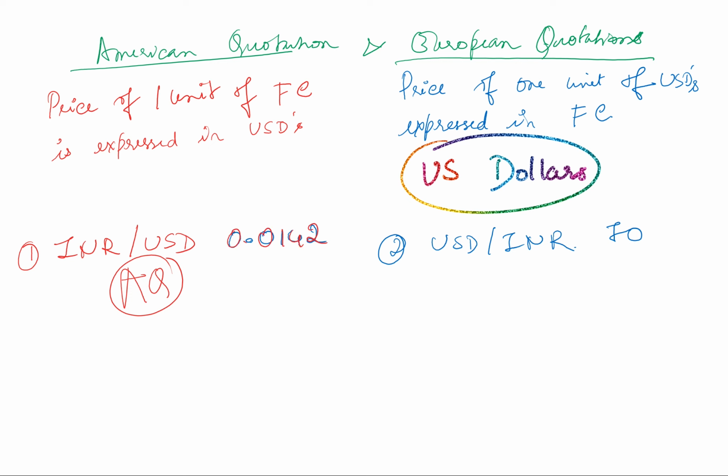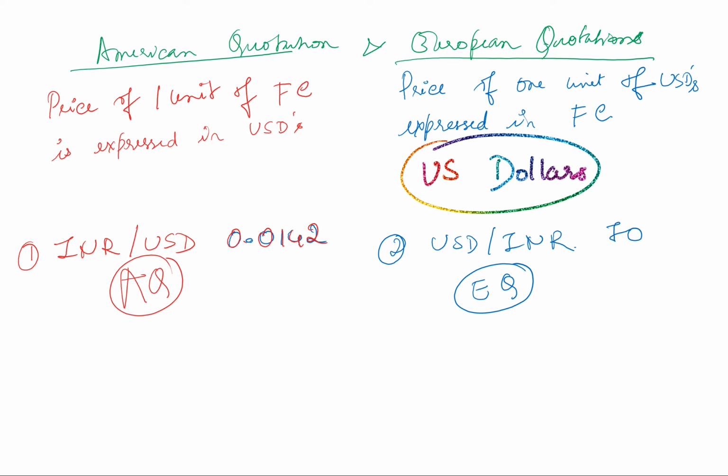When we come to the second quotation here, USD INR 70, you see USD is in the base position. When currency is in the base position, its value is 1 unit. Here USD is 1 unit, and its value is expressed in INR as a foreign currency. Therefore, USD INR becomes a European quotation.